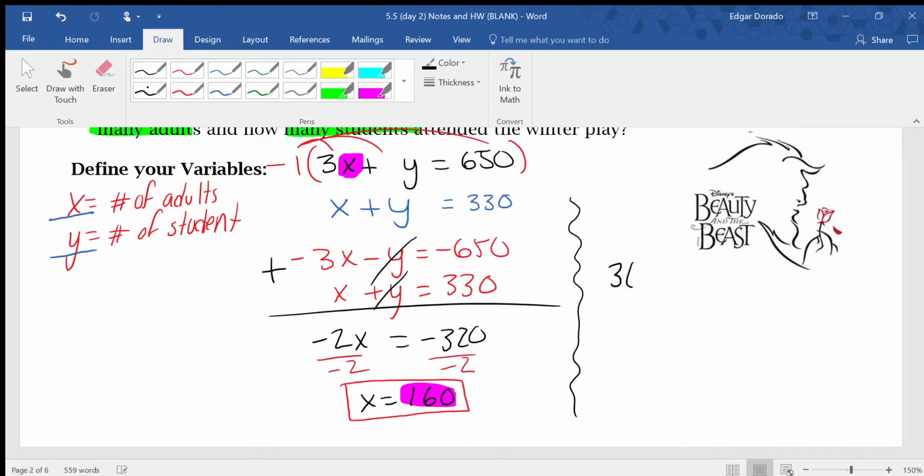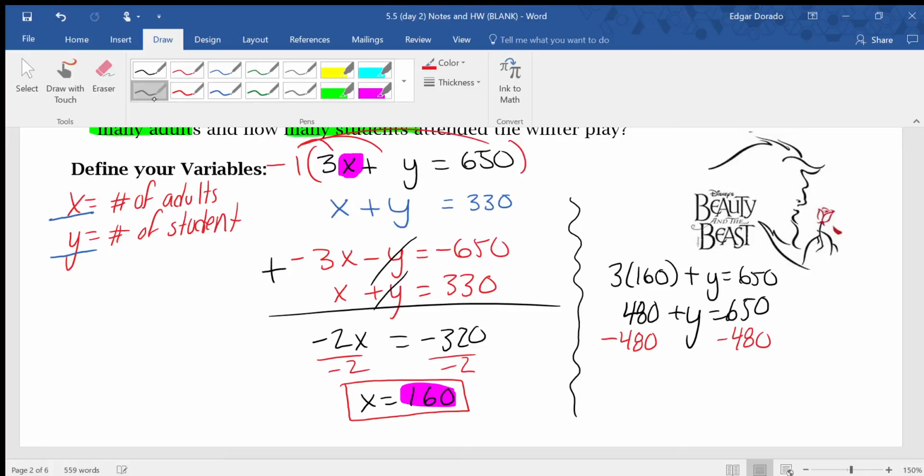So that would be 3 times 160 plus y equals 650. Okay, let's see, 3 times 160, that would be 300 and, okay, so 480, plus y equals 650, subtract my 480 for a final answer on my y of 170, okay?